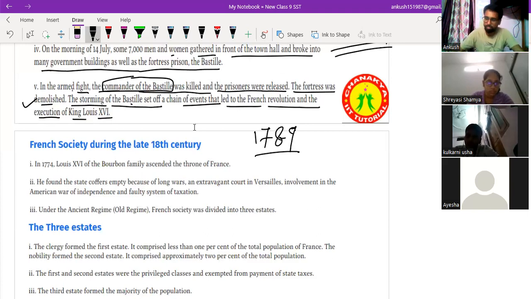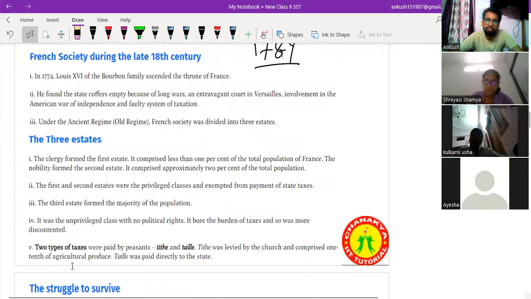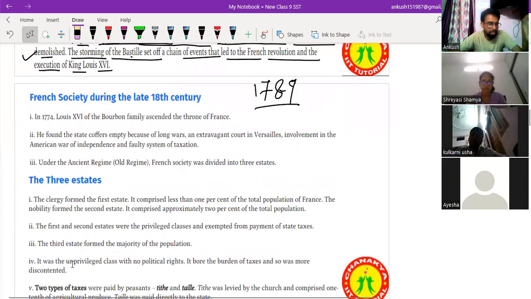So please don't take it otherwise. Otherwise, someone would be there, a Brahman, and he would raise his hand and say, sir, what are you telling? This is not the case actually. I'm telling you completely on the basis of the NCERT book. Got it? Now, what happened there in France, French society late in the 18th century?